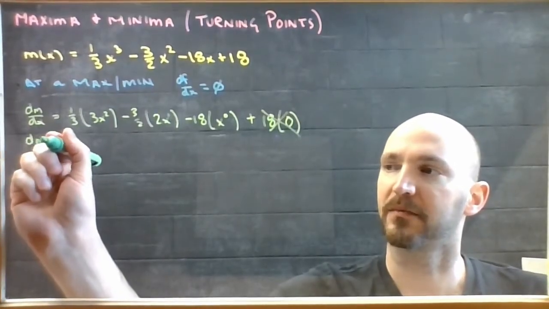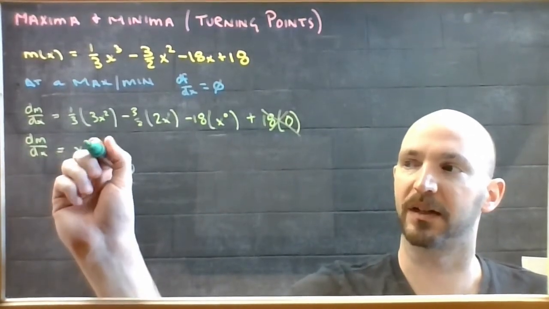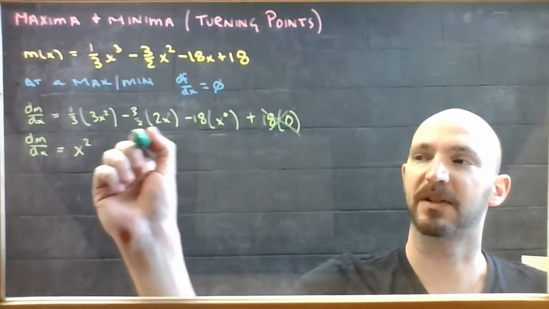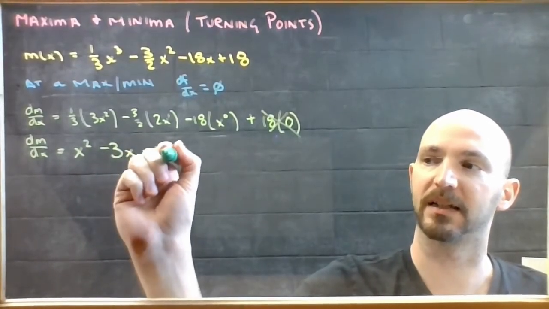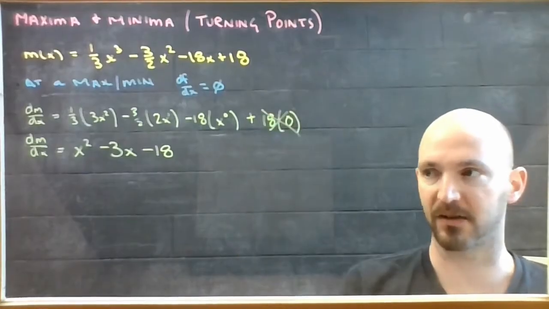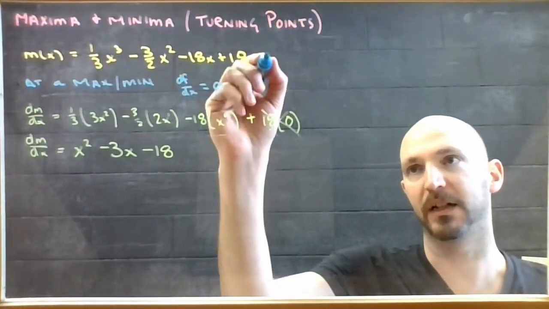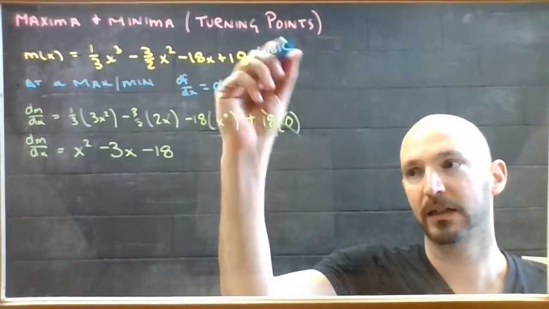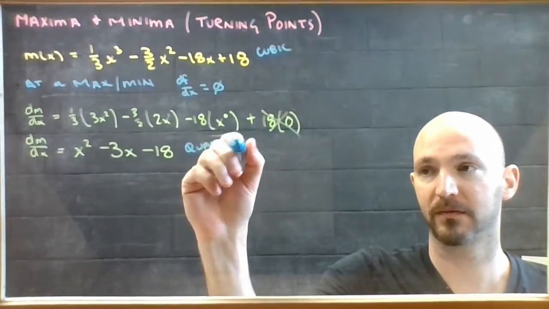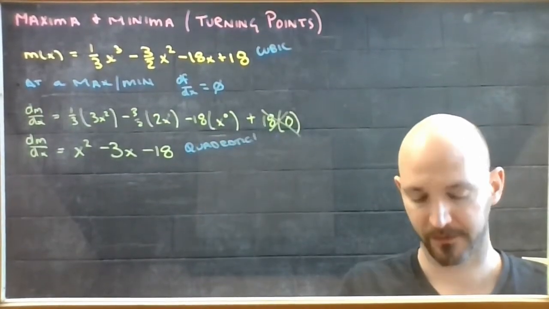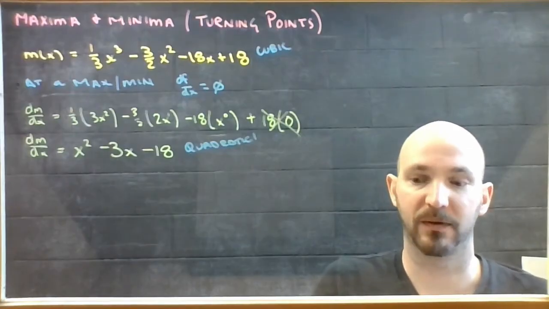Cleaning this up, 1/3 of 3 is just 1. 2 times 3/2 is just 3, so that's minus 3. And I've got a minus 18 here. And that piece is gone. So do you notice that my cubic here has a quadratic derivative? That's sort of telling.